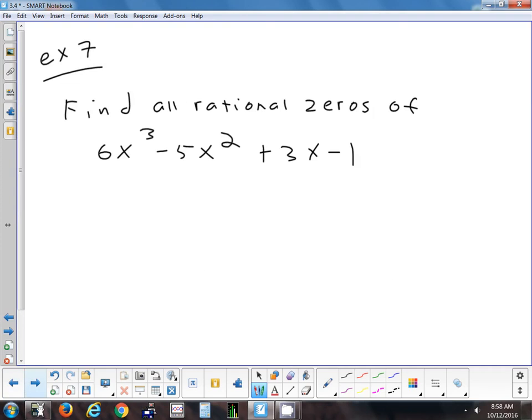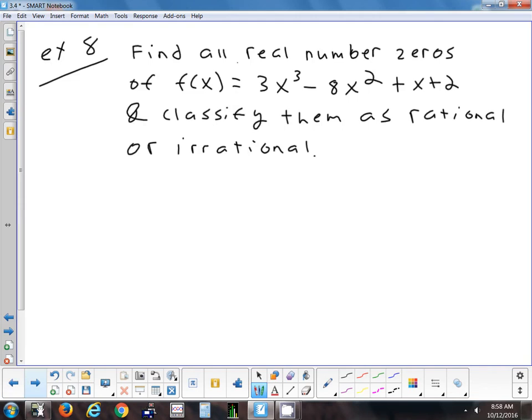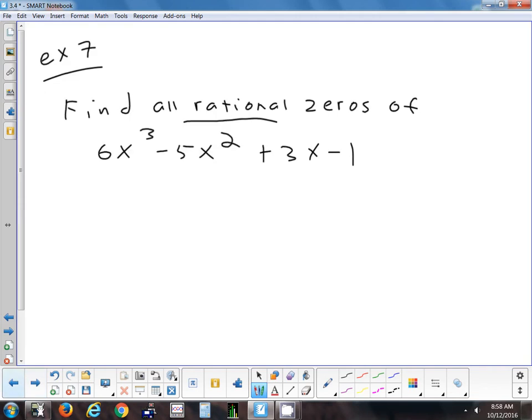Okay. What should my first step be? Yeah, let's do the rational root theorem and find everything we can from that. And remember, they're just looking for rational. In some problems, they're going to ask for all of them, all the real roots. But in this case, they only want the ones you can write as fractions.